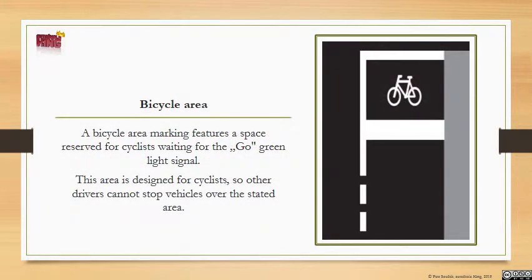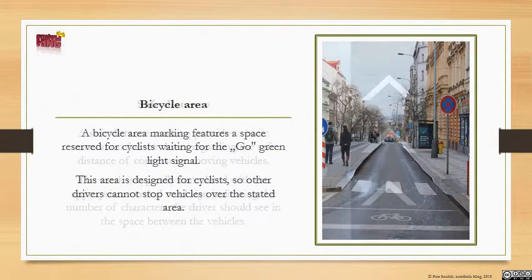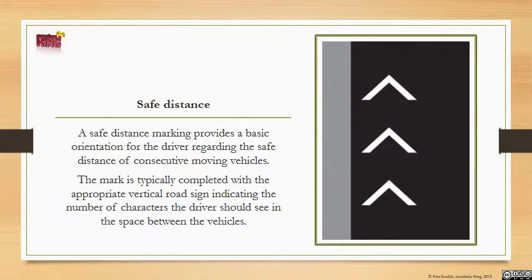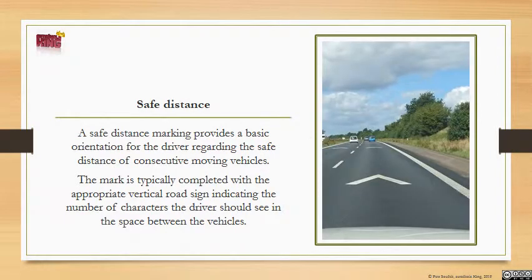A bicycle area marking features a space reserved for cyclists waiting for the go green light signal. This area is designed for cyclists, so other drivers cannot stop vehicles over the stated area. A safe distance marking provides a basic orientation for the driver regarding the safe distance of consecutive moving vehicles. The mark is typically completed with the appropriate vertical road sign indicating the number of characters the driver should see in the space between the vehicles.